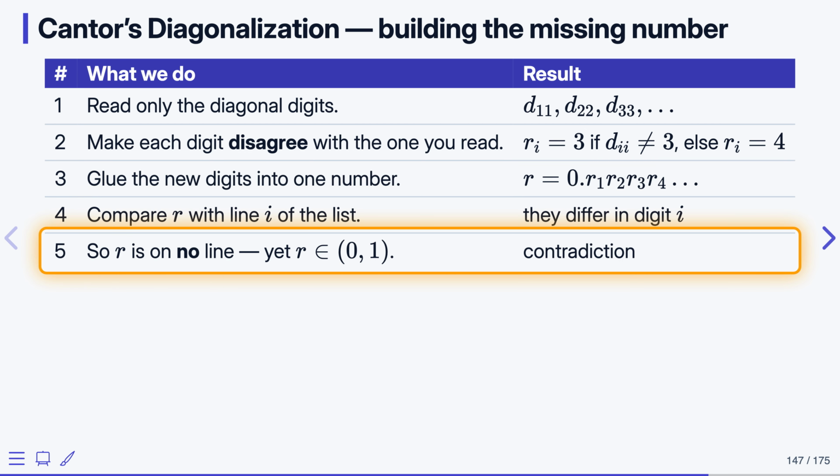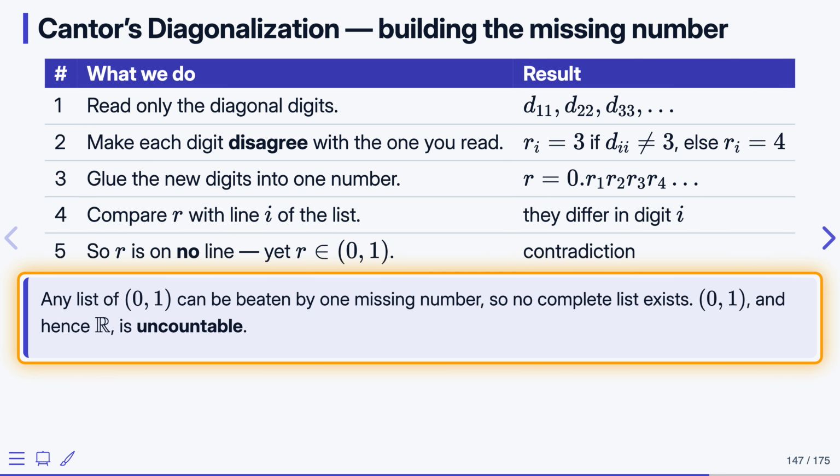Step 5. That holds for every line, so R is nowhere on the list. But R is a real number between 0 and 1, so it should have been there. That is the contradiction. The lesson is general. Whatever list you offer, this recipe builds a number you missed. So no complete list exists, and the reals are uncountable.